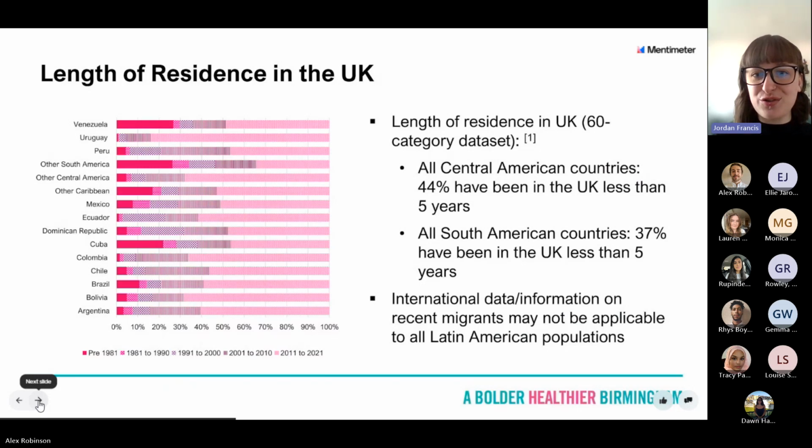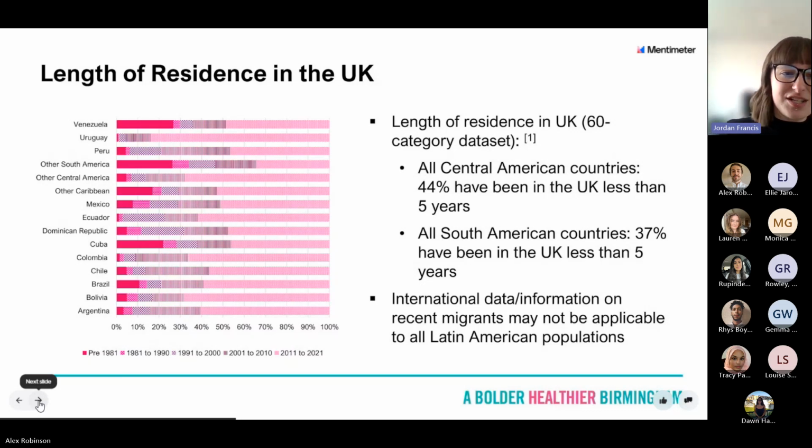So for these population groups, looking at recent migrant data and the census information could be useful, as it will present those findings on recent migrants. But for example, for a community such as those born in that other South American category, only around about 30% of those have migrated in the last 10 years. And there's a kind of a much larger population that have been in the UK for 10, 20, 30 plus years. So just interesting to look at some of that variation.